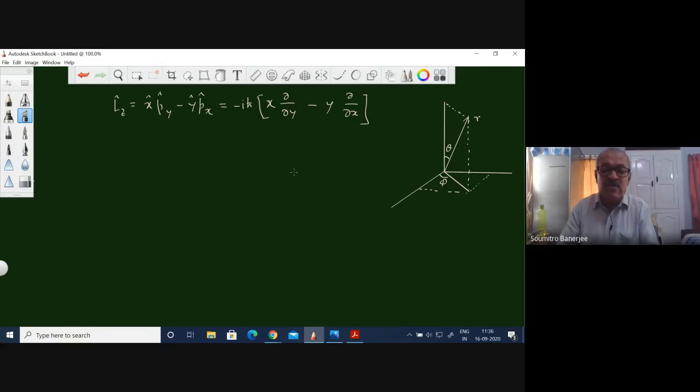Your x coordinate, so this is my x, this is our y, and this is our z. So the x coordinate is r sine theta cos phi, y is r sine theta sine phi, and z is just r cos theta. Okay, so therefore we can express the rectangular coordinates in terms of the polar coordinates.